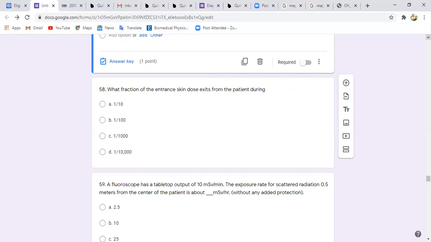You can have your parameters measured. One is going to measure one 100th of the entrance skin dose. This is different from the scattered. The scattered at 1 meter from the patient, the fluoroscopist or whosoever in the room, received about 1,000. But for the exit dose, it is just about 100.